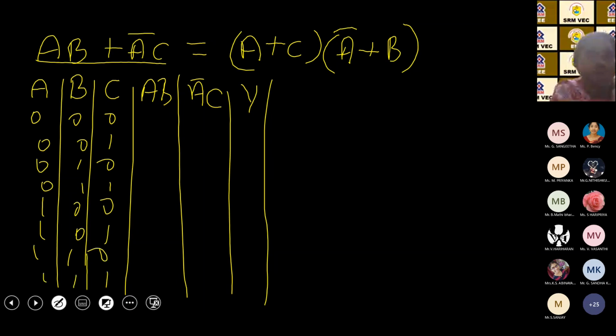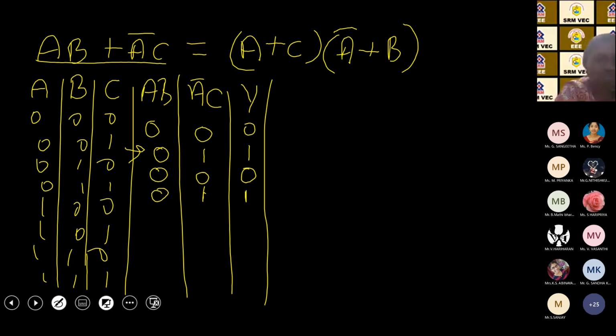So what is AB? 0. What is A bar C? A bar is 1, but C is 0, so 0, then 0. For the next case, what is AB? 0. What is A bar C? 1. So Y is 1. What is AB? 0. A bar C is 0, then it is 0. What is AB? 0. Then A bar is going to be 1, 1 into 1 is 1. So here it is 1.